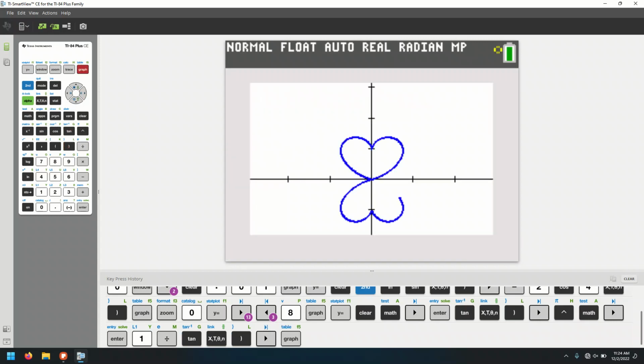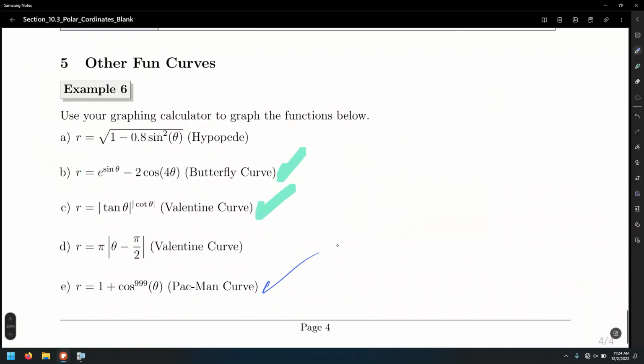That looks more like a heart, isn't it? Oh my God. We have 2 hearts in this case, right? We have 2 of them. Another Valentine curve. Well, let me do the other one. Let me do the Pac-Man one.